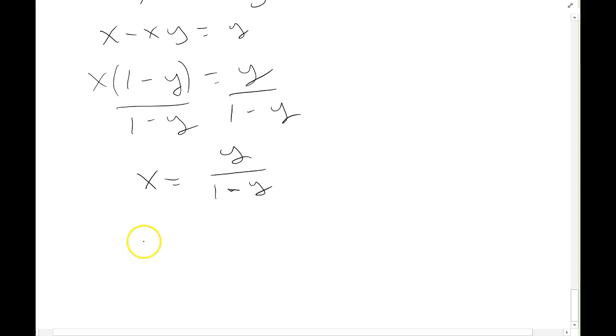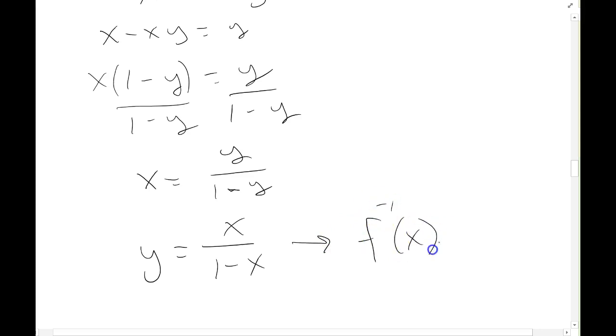Now I'm on to step 2. Step 2, all I need to do is swap the x and y variables. And instead of writing this as y equals, I could write it as f inverse. So the inverse of f of x in this case is x over 1 minus x. Again, not so bad.